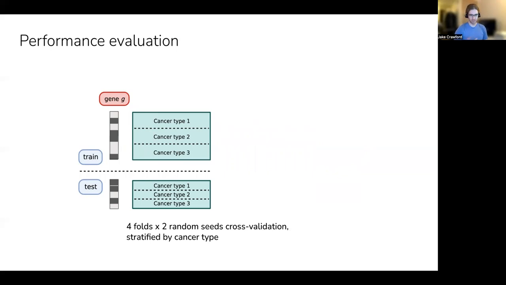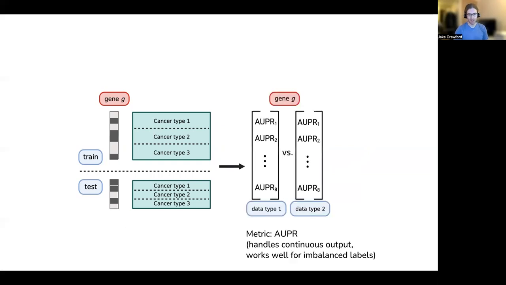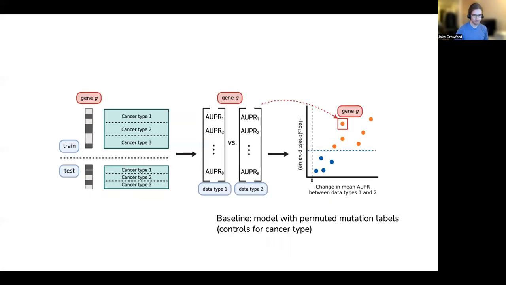And to evaluate performance, we're going to do stratified cross-validation. So we split our data into training and test sets that have equal proportions of each cancer type in TCGA. And we'll do that 8 times, so 4 folds times 2 random seeds. As a performance metric, we used AUPR. There are 2 reasons for this. It handles continuous output well, which comes out of our elastic net classifiers that we're using. And also works well for imbalanced labels. So there are a lot of genes where there are only a few samples that are mutated and many that are not. And AUPR can be used to make meaningful comparisons in these cases.